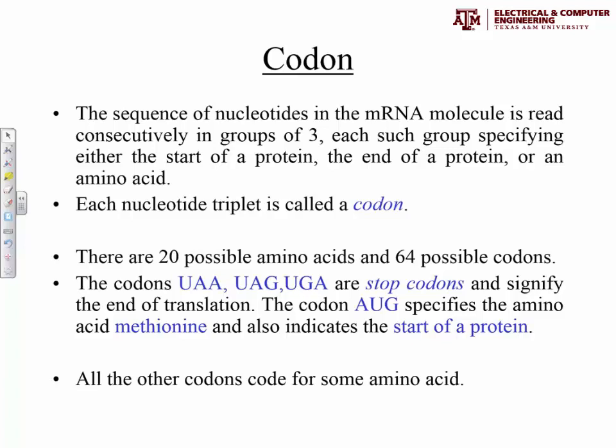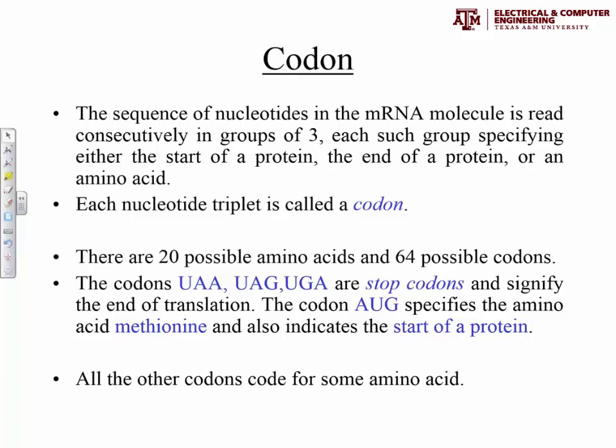Now the sequence of nucleotides in the messenger RNA molecule is read consecutively in groups of three, right? Each such triplet specifies either the start of a protein, the end of a protein, or an amino acid. And each nucleotide triplet is called a codon. Now there are 20 possible amino acids, as we have been saying all along, and there are 64 possible codons, because it's a triplet code.